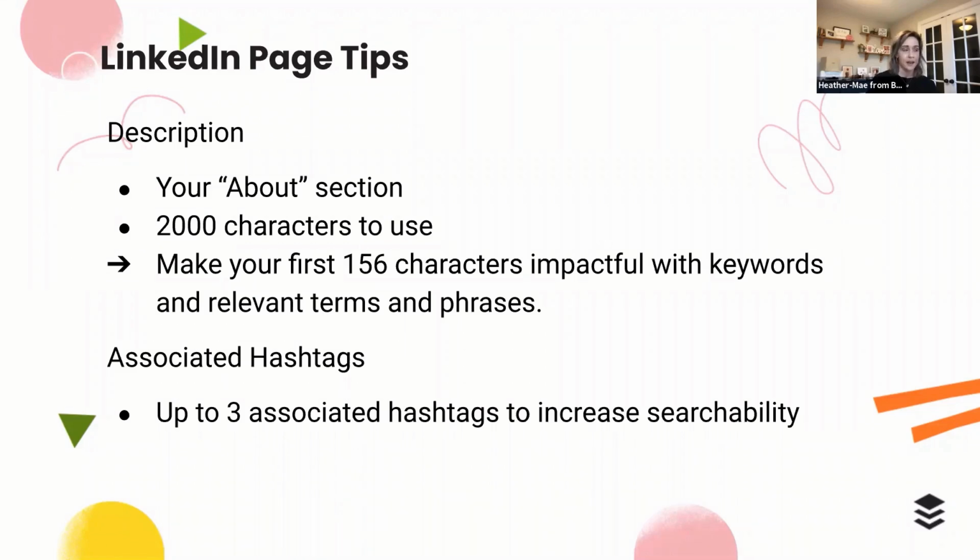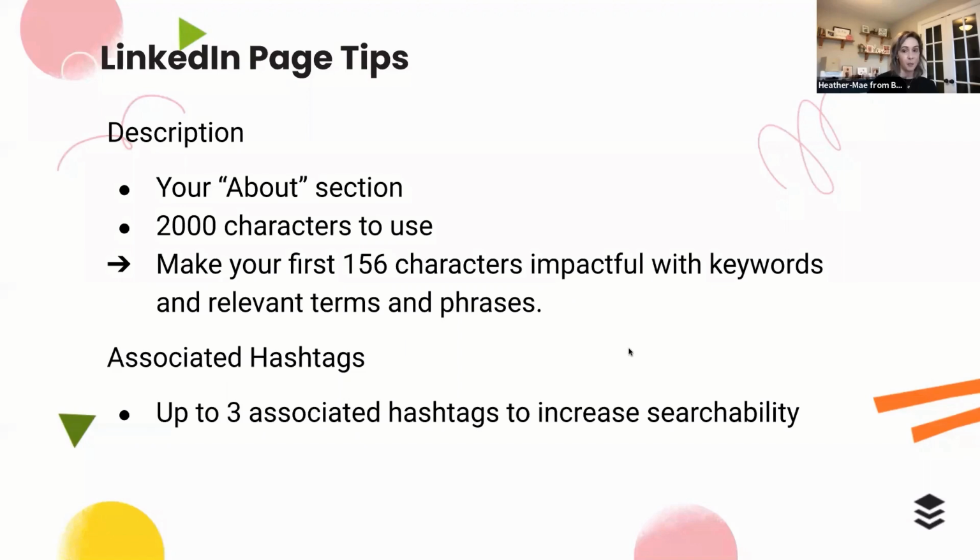And then associated hashtags. This is something really neat that LinkedIn does, and you can associate up to 3 hashtags with your business page. That makes your page not only more searchable, but it also helps the community find you and other people like you within that industry.